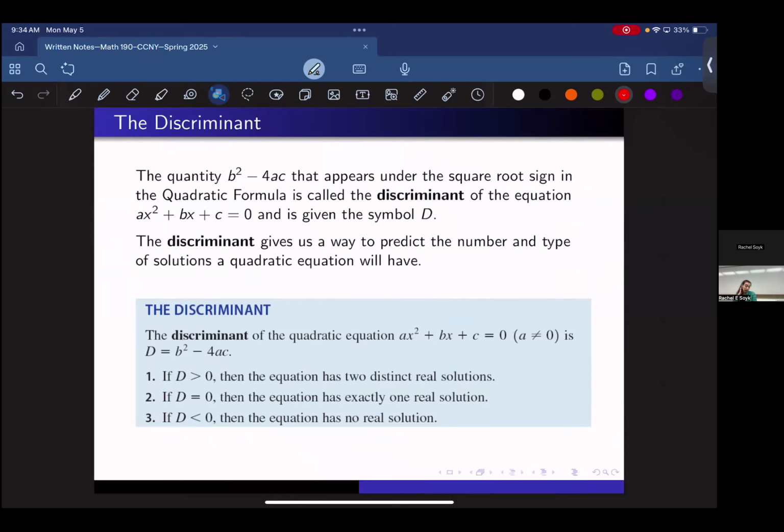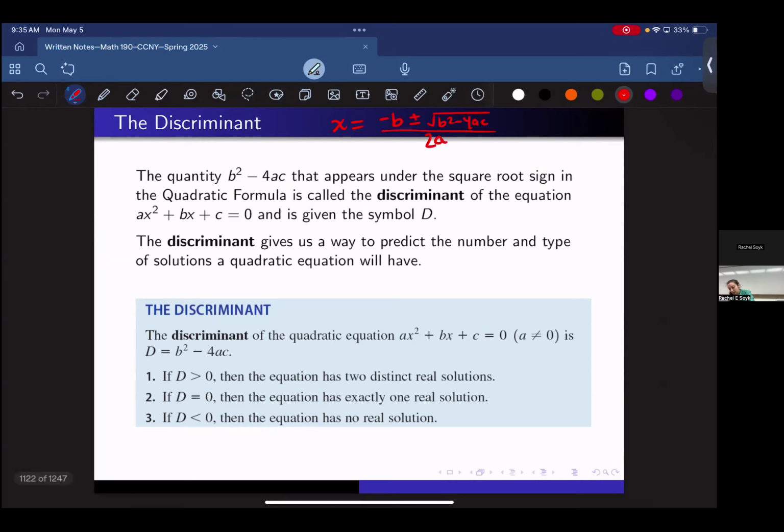The last part of this section is identifying your discriminant, which is a part of your quadratic formula. It tells us whether we're dealing with real solutions or imaginary solutions, and if we are dealing with real, are we dealing with 2 distinct real solutions or 1 real solution? So what is our quadratic formula? It's just -b plus or minus square root b squared minus 4ac all over 2a.